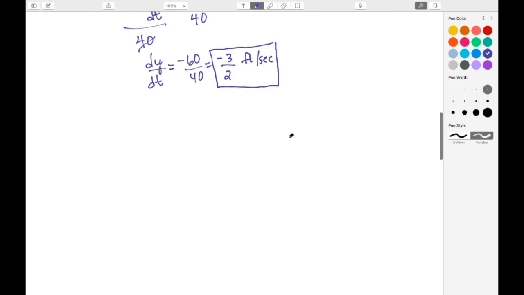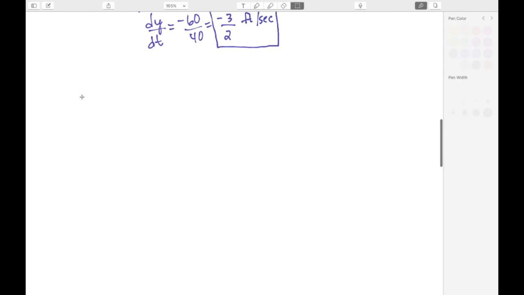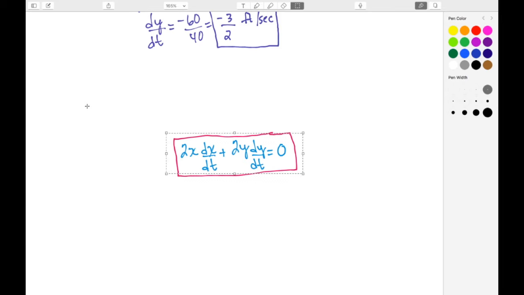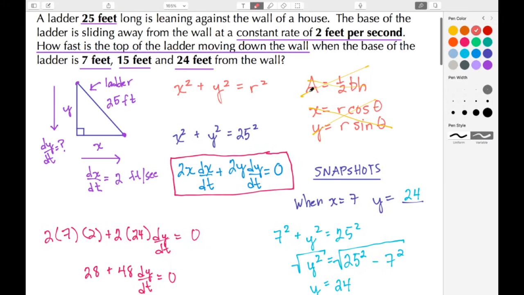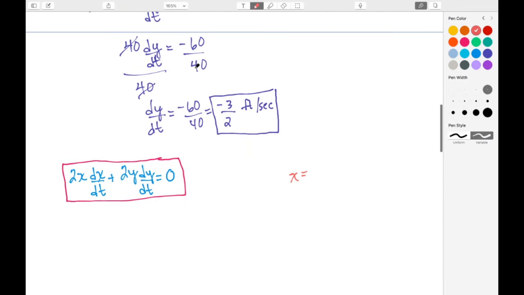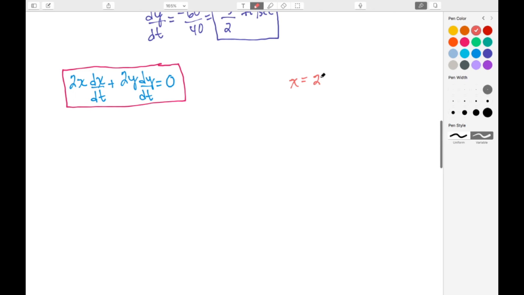All right, and let's do another paste in here so we can see the problem. All right, so here we have the implicit differentiation. We're trying to figure out this time when x is, let me go back up, when x is 24 feet. So here we're saying x is 24. We're trying to figure out what the y value would be. And we know that our equation is going to be x squared, which is 24 squared, plus y squared is equal to 25 squared. Again, where 25 is the length of the ladder.